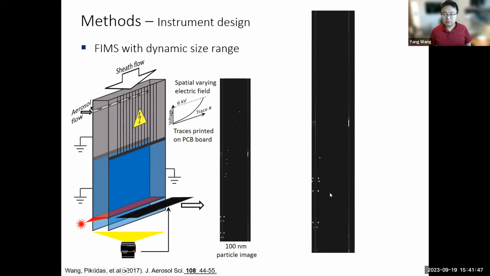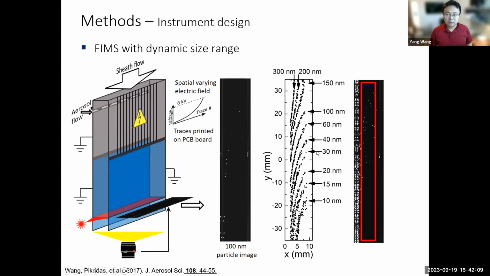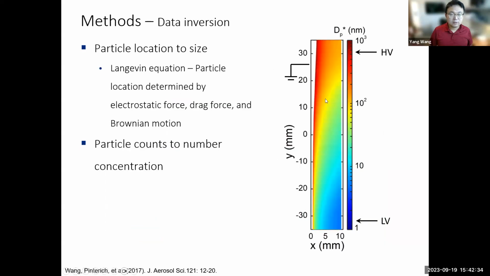So for example, this is another animation showing how the distribution of 100 nanometer particles looks on the CCD camera. And this is also how the electrode looks. You see, there are so many tiny traces of electrodes that provide this electrostatic force, right? Further, we did a calibration of particles with different sizes. For example, we introduced 10 nanometer, 15, 20, all the way to 100, or all the way to 300 nanometers. You can see particles with different sizes occupy different trajectories, right? And by counting how many particles are there in different regions, you can convert that to the concentration or the size distribution, okay?